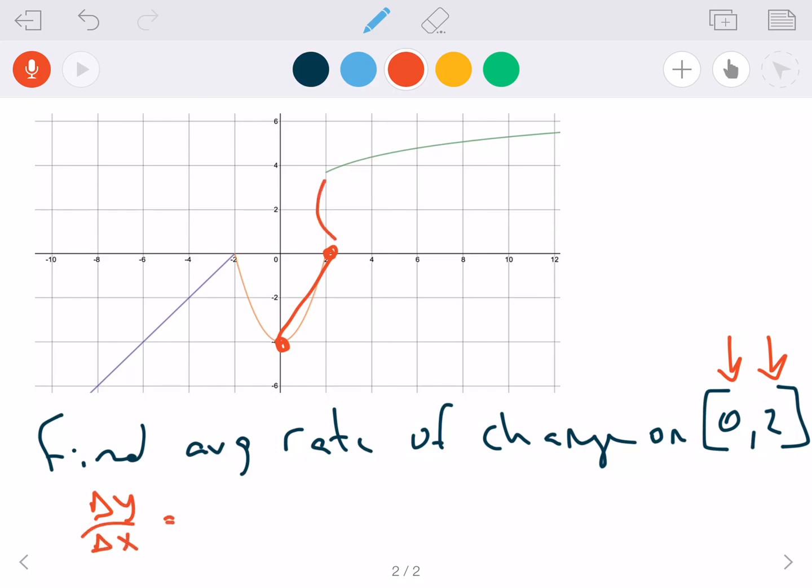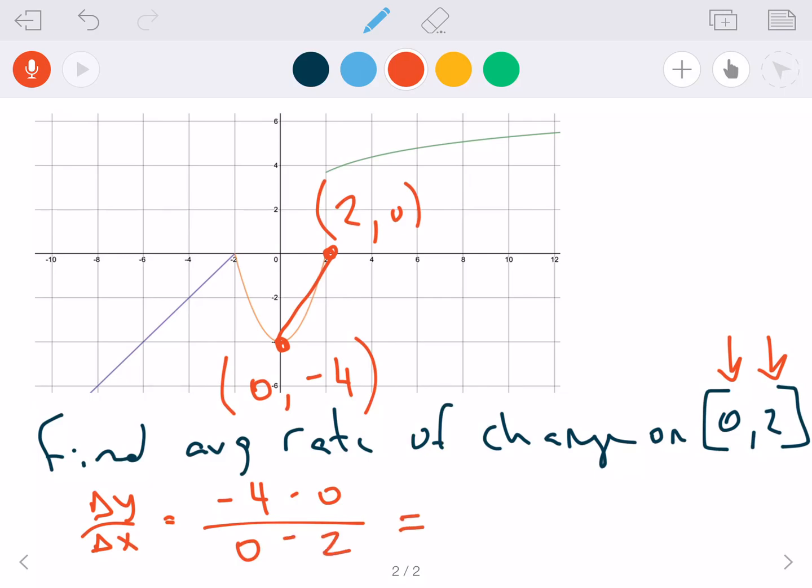So let me write down my coordinates here. This was 2, 0, and this was 0, negative 4. So my change in y over my change in x. And again, it's okay if you flip those, just make sure you flip both of them. So I have negative 4 over negative 2, and so that is 2. Done.